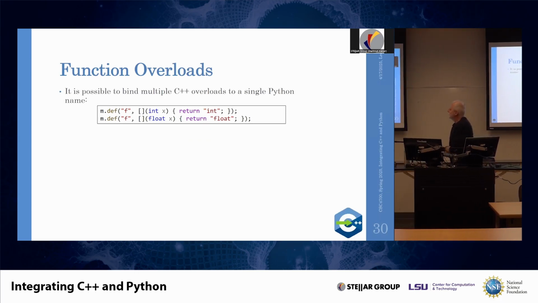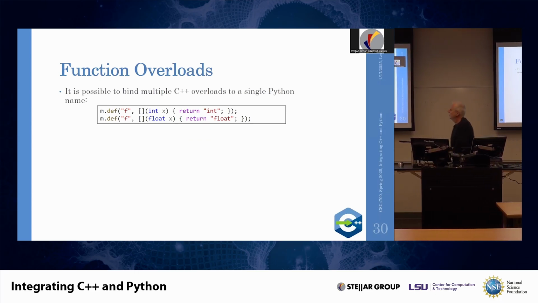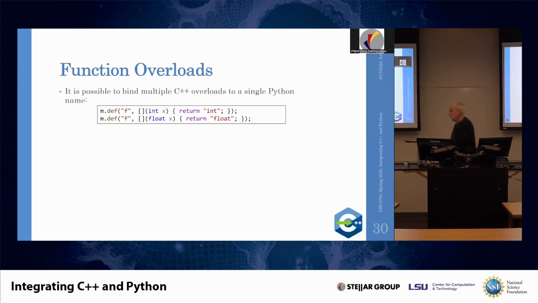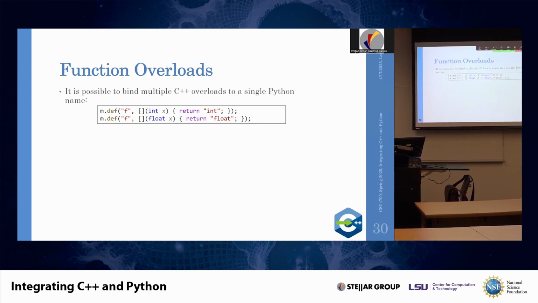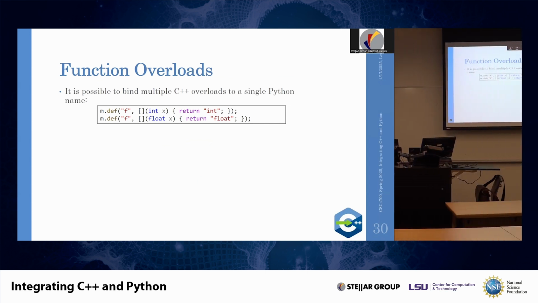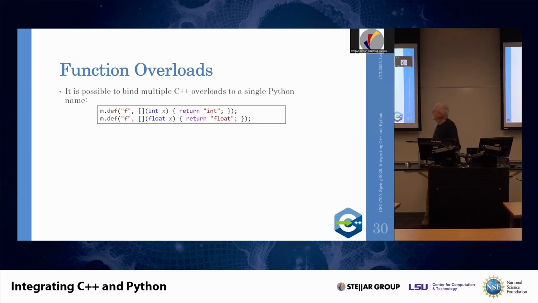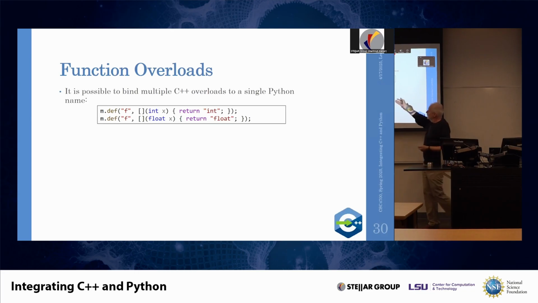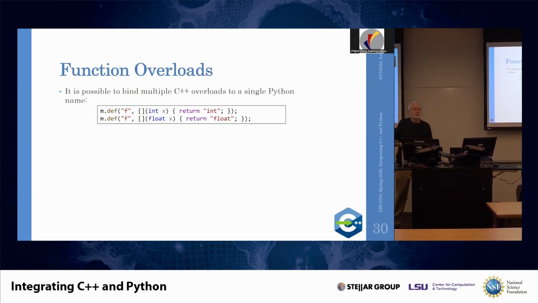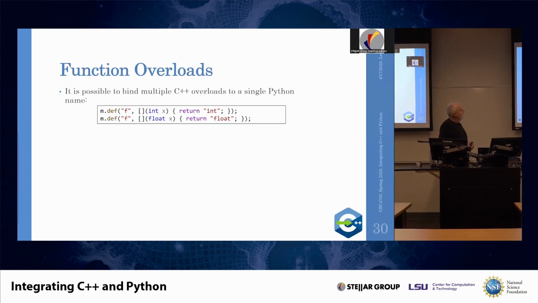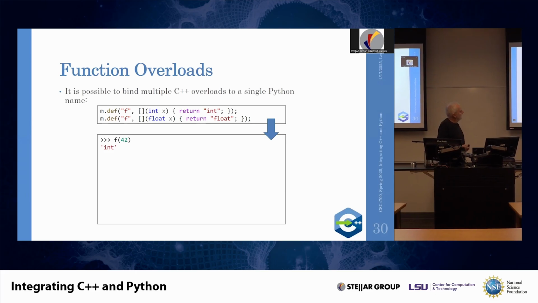One of the last examples, function overloading. I already mentioned it. If I have a C++ function, we know that we can overload them as long as the arguments are different. These functions are distinct. So if I want to bind 2 functions, both named f, with the only difference that one takes an integer, the other one expects a float, I can do that by adding 2 definitions to my Python bindings. And if I call it with an integer, it will return int.